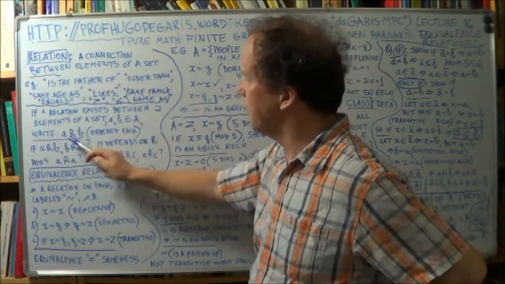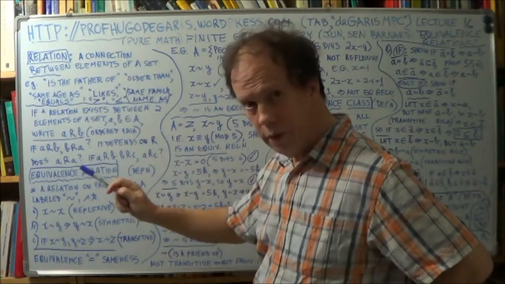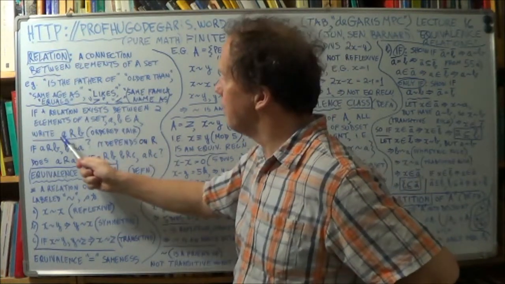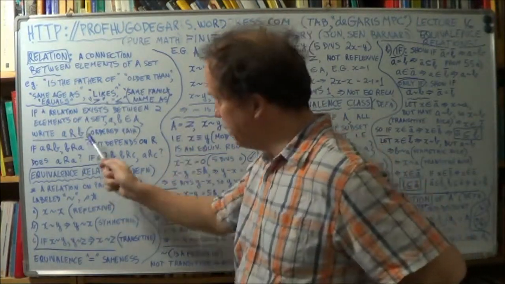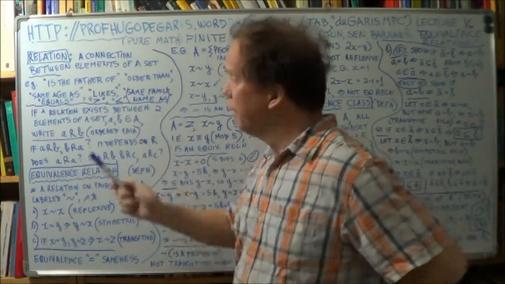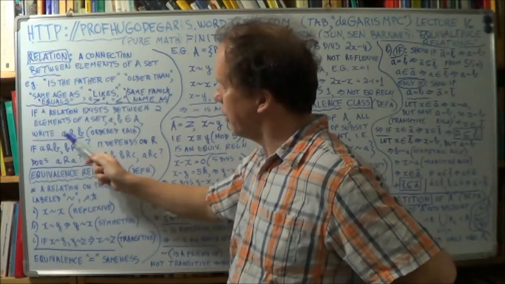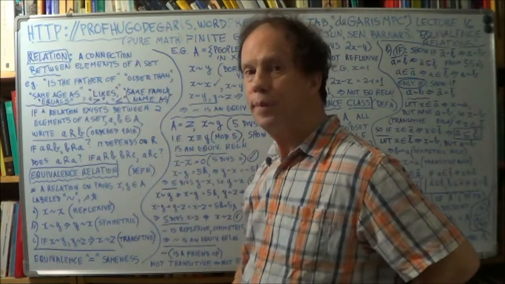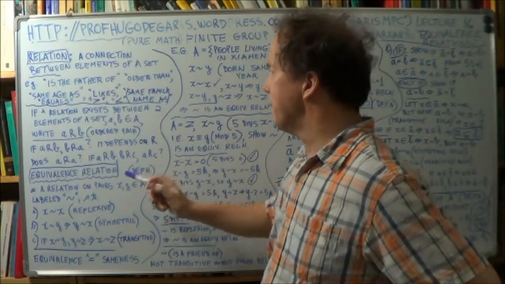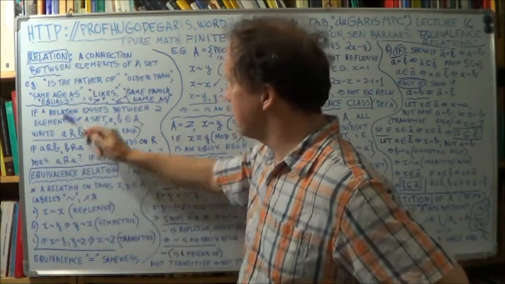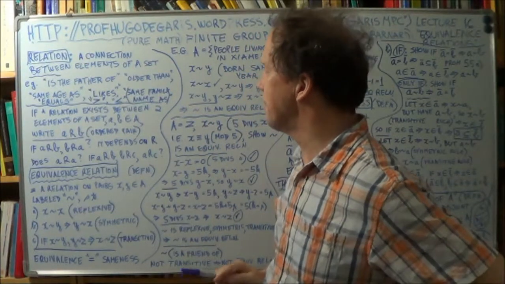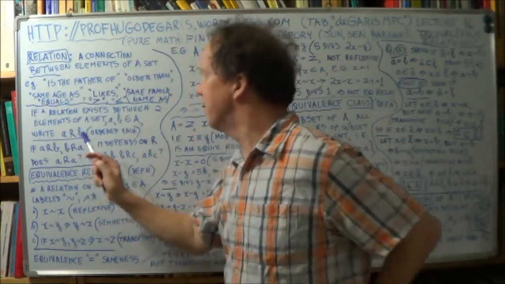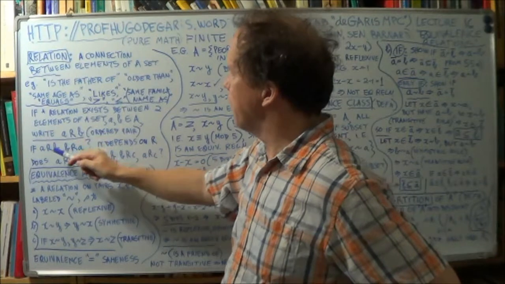Now note, it's an ordered pair. The order matters. So A, R, B might be, it depends on R, but it might be different from B, R, A. So it's an ordered pair. So let's use these relations here as examples to see if that's true.